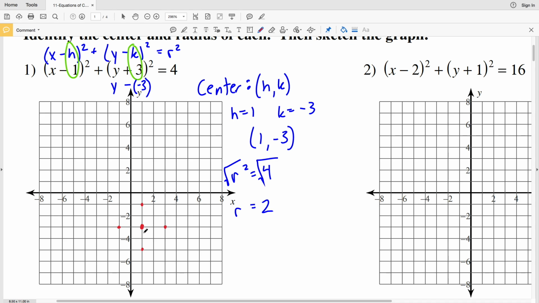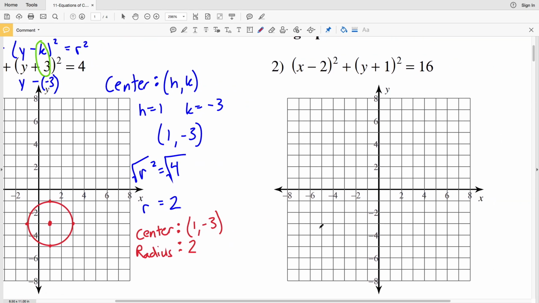What I recommend is taking a compass, laying a point at the center, your pencil point on the edge, and then drawing around. However, since I'm on the computer, I'll be able to use my oval tool. So again, our center was at 1, negative 3, and our radius was 2. Let's move on to number 2.